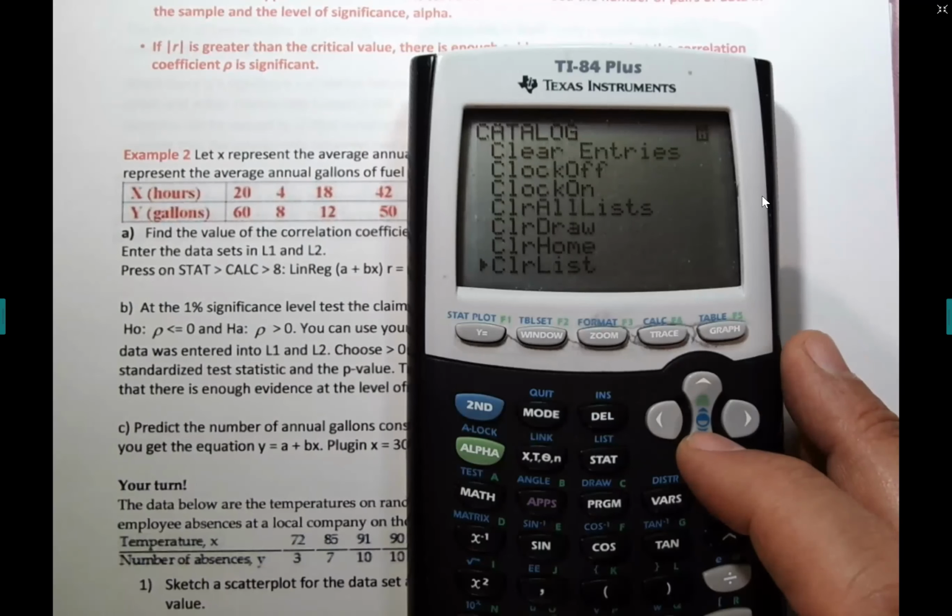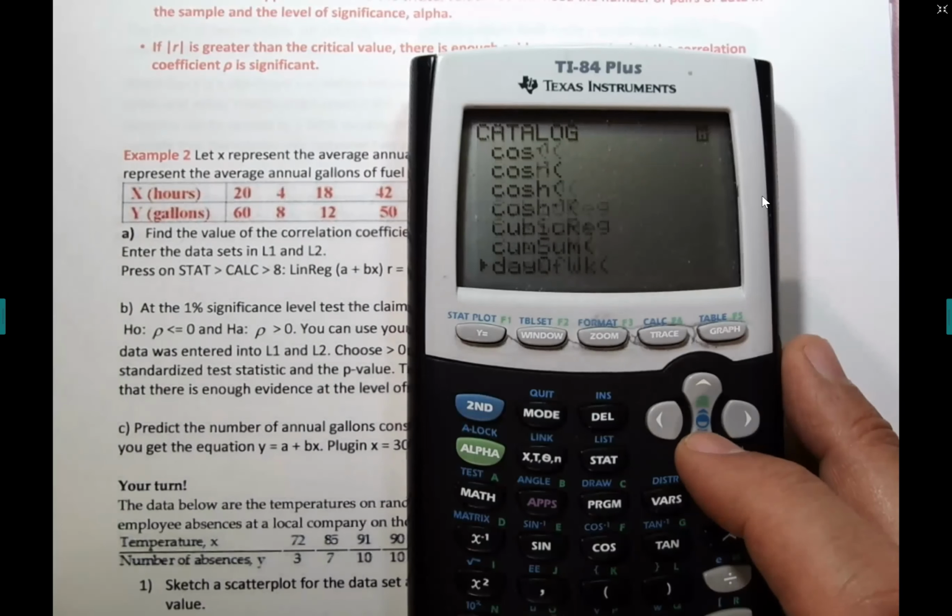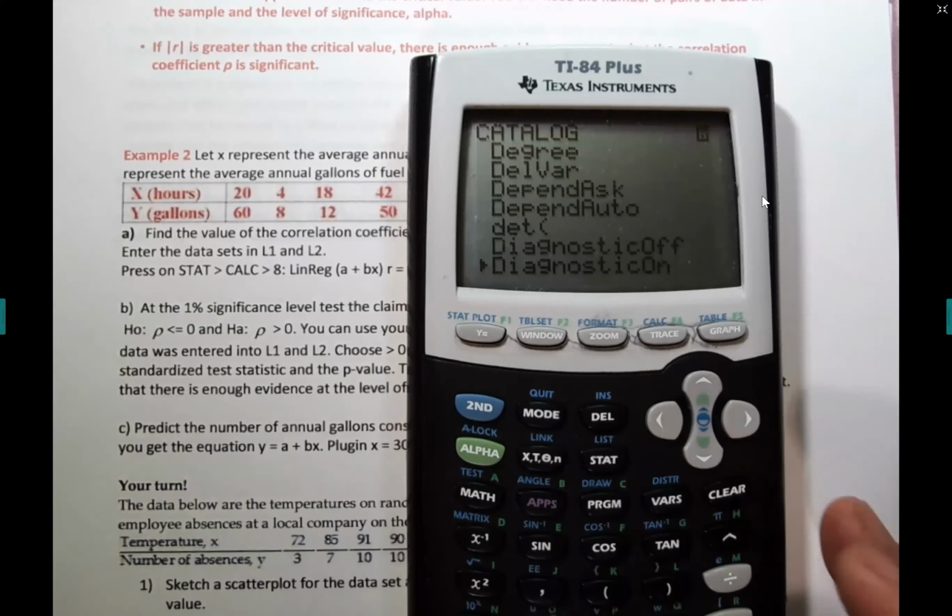I have a question: in the instructions under A, it says stat calc 8. You can use 8 as well. It's A plus BX, it's the same thing. But 4 is closer, so we're just going to use 4. Yeah, that will be fine. So diagnostic, there you go. Enter.